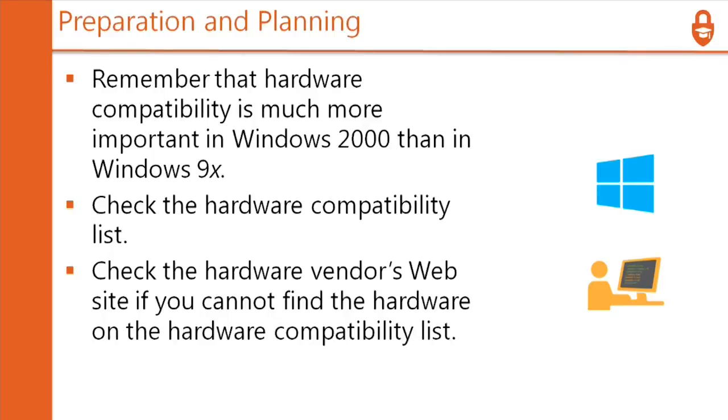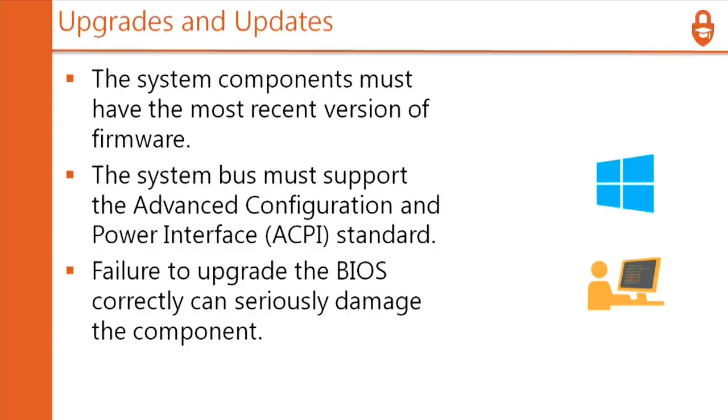So preparing and planning. Remember that the hardware compatibility is much more important in Windows 2000 than in the 9x series, right? 98, 95, ME, all those, 98 SE. We want to check the hardware compatibility list for Windows and check the hardware vendor's website if you cannot find the hardware on the hardware compatibility list, right? So if you can't find it on the Windows list, then go out to the hardware manufacturer and say, hey, are you compatible with Windows or not?